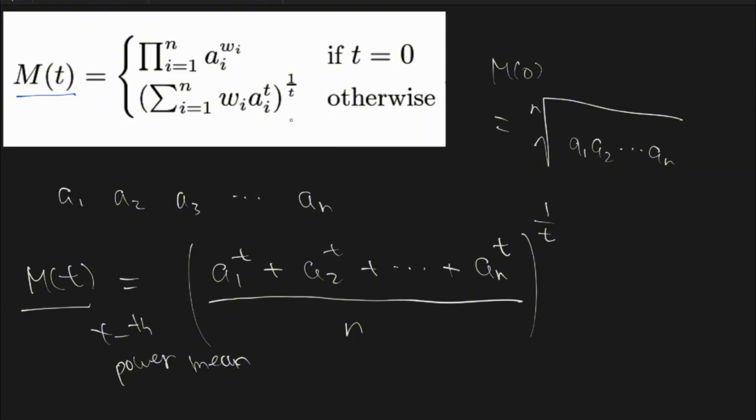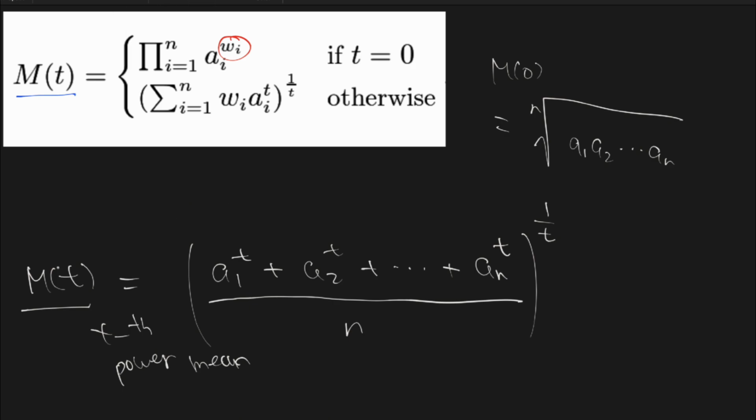And this is the normal power mean, but we also add weights to get the weighted power mean. What the weights do is that, well, they're weights, so they skew the means to one side.